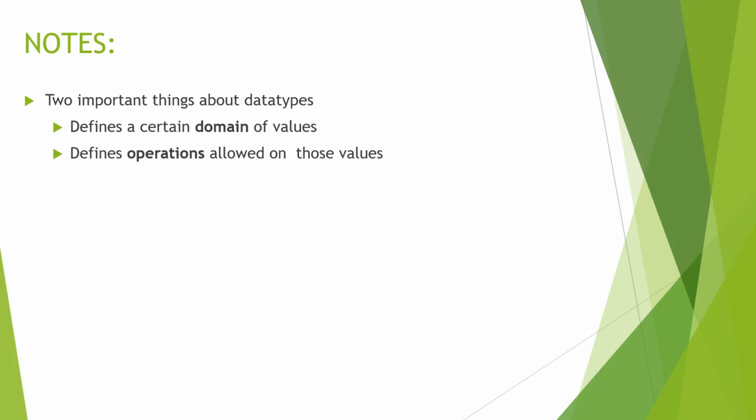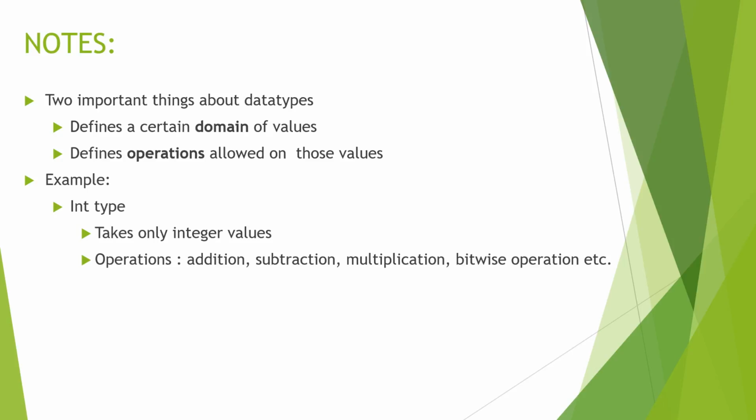We have already discussed what a data type is. Now we will summarize it. There are two important things about data types. It defines a certain domain of values. It defines operations allowed on those values. That is, the data type takes certain predefined values and also the operations allowed on those values.